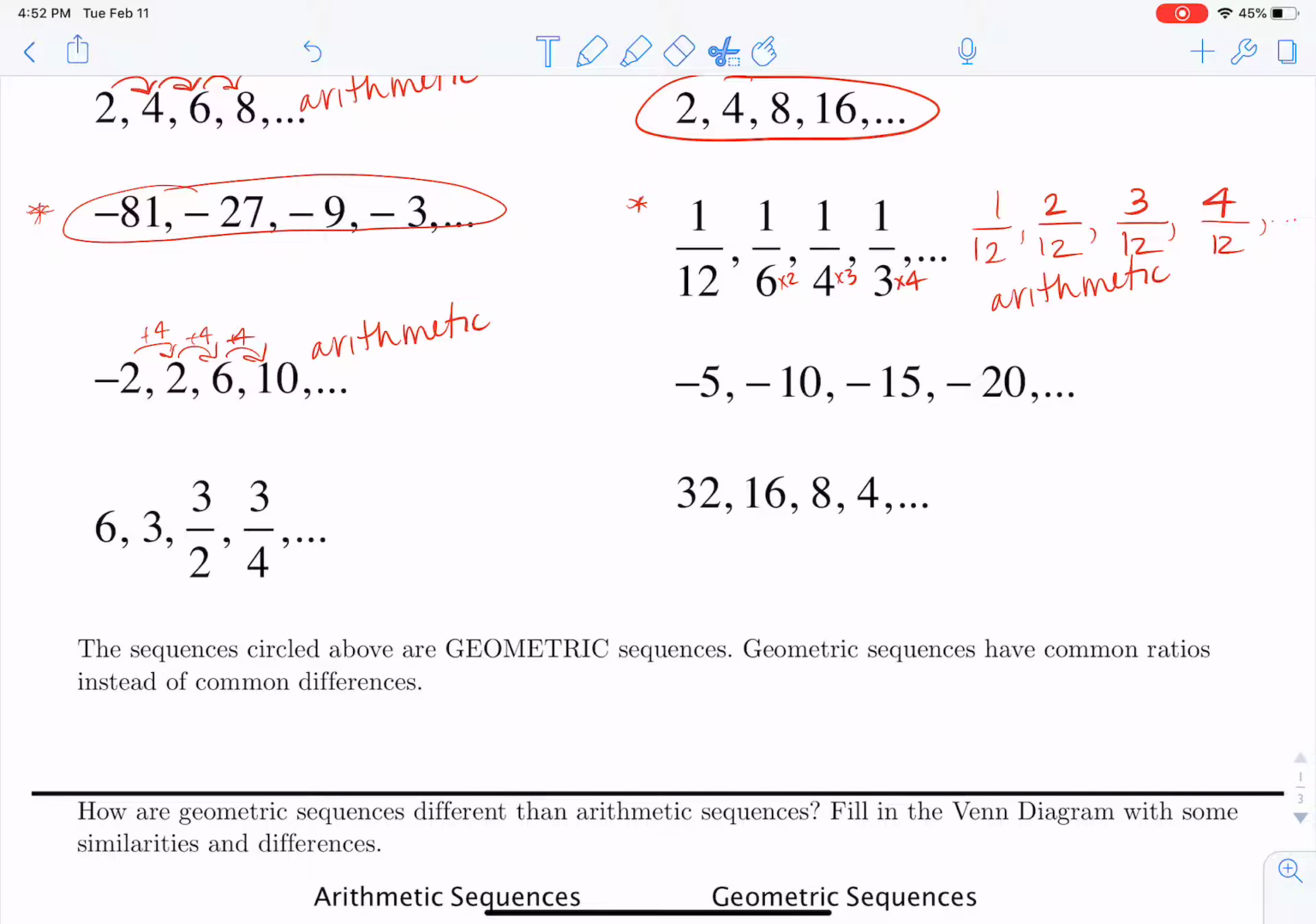To go from 6 to 3, I would subtract 3, and 3 minus 3 would put me at 0. So this one is definitely not arithmetic. From 32 to 16, I would subtract 16 and then subtract. So here, also not arithmetic.